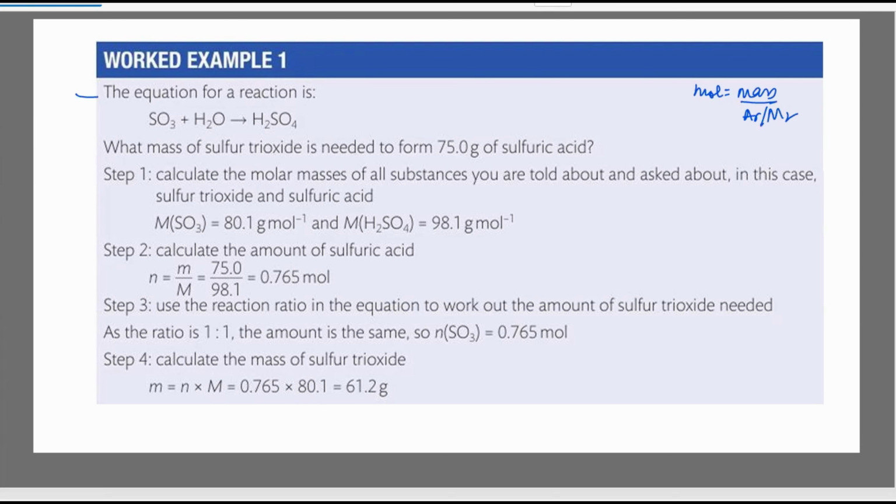Now, this is an equation, or this is a scenario. We have sulfur trioxide and water reacting together to give sulfuric acid. The question given to us is: what mass of sulfur trioxide is needed to form 75 grams of sulfuric acid? You need to find out the mass of sulfur trioxide when you're given 75 grams of sulfuric acid.